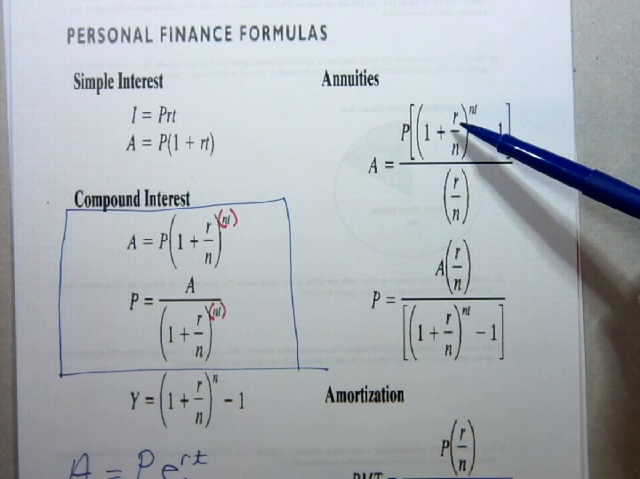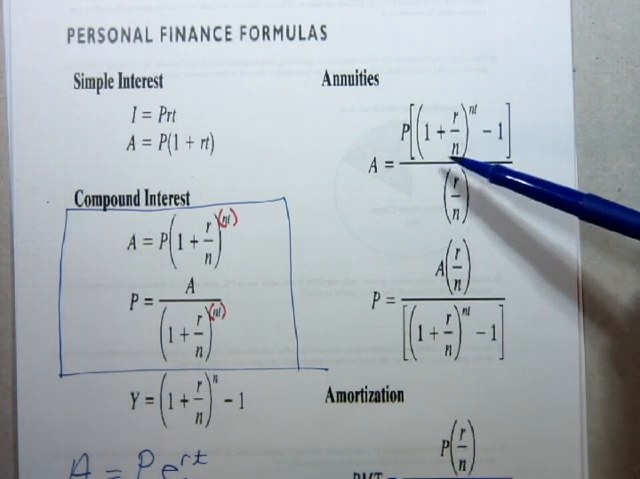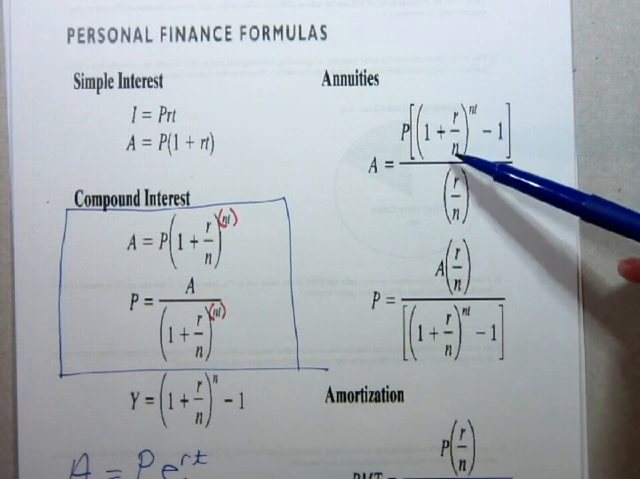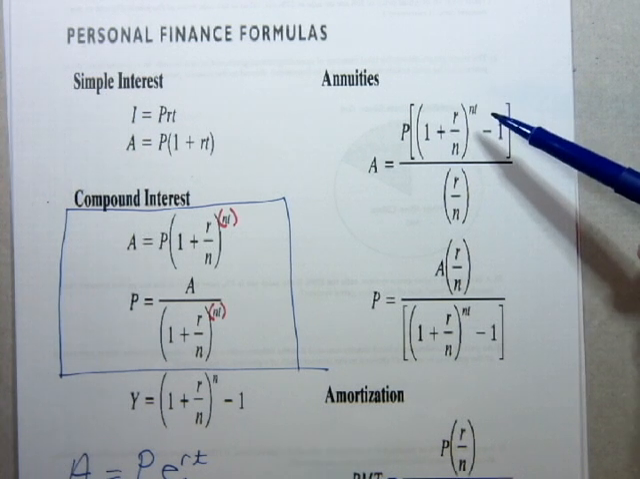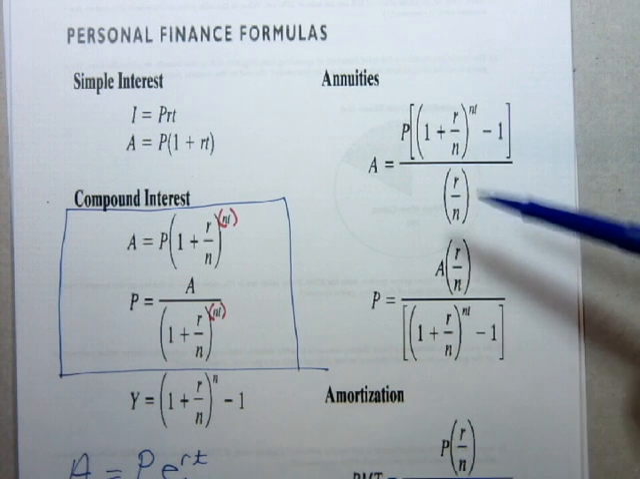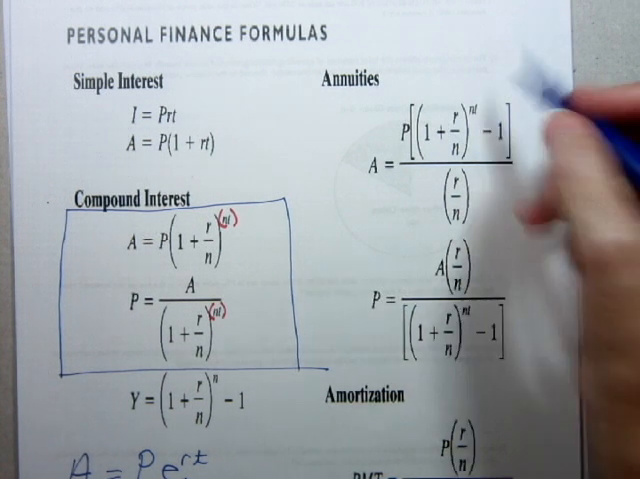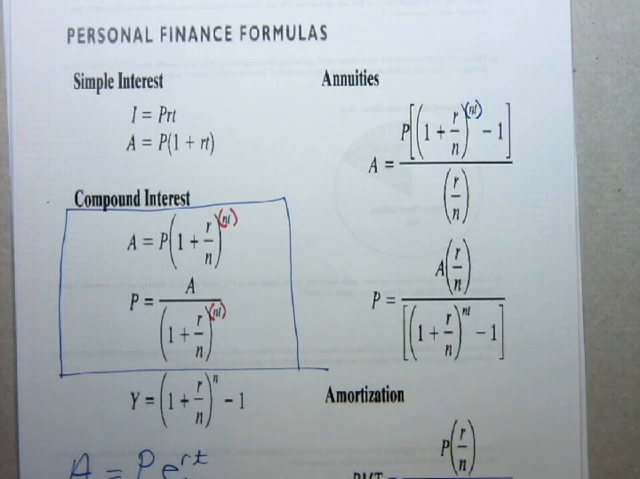You'll have to know what percent that account is earning. How often, if you're putting in $100 a month, then you're doing this monthly, so n would be 12. Remember, n is the number of times compounded per year. t is the time in years. And on this one as well, you will need to put that exponent in parentheses. Do not forget. We're going to work an example, so you'll see.